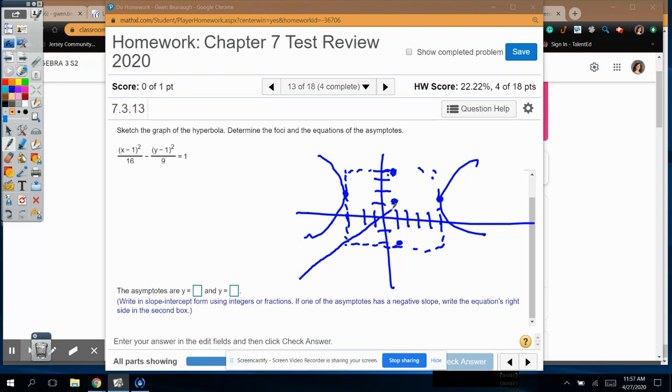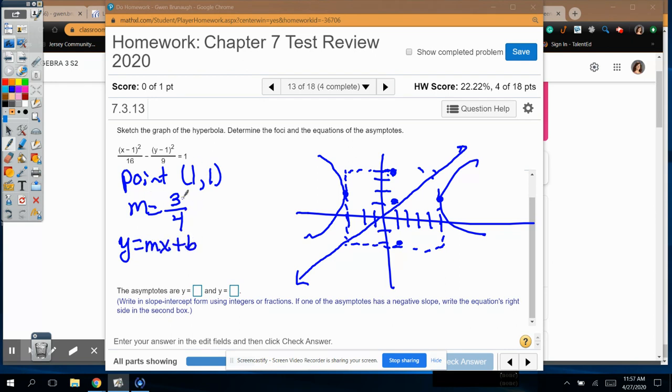Okay, we need to find the asymptotes. The point is 1, 1. The slope, what did I rise? I rose 3 and ran 4, so 3/4. One of the asymptotes I'm going to get from using y equals mx plus b. I'm going to use this point and this slope to figure out what the y-intercept is. Then I'm going to do the same thing again, but I'm going to use negative 3/4 and 1, 1. Okay? So, let's find the asymptotes here.